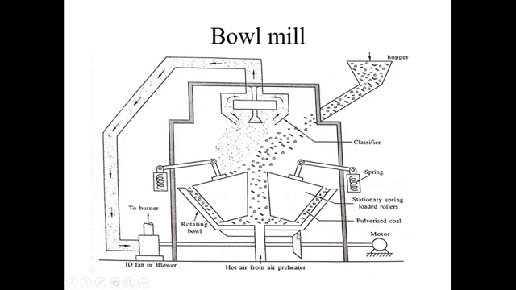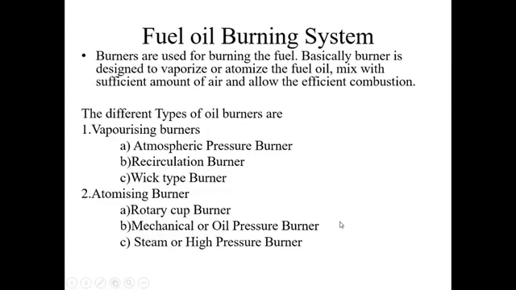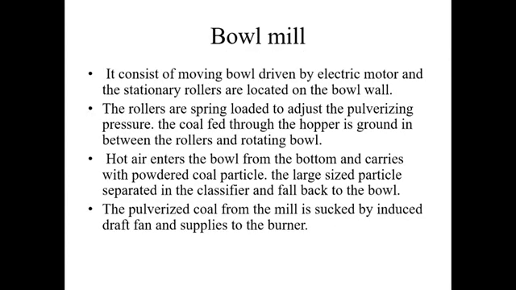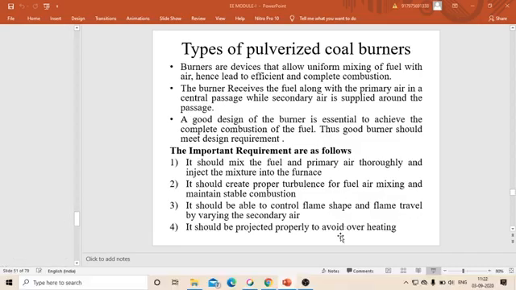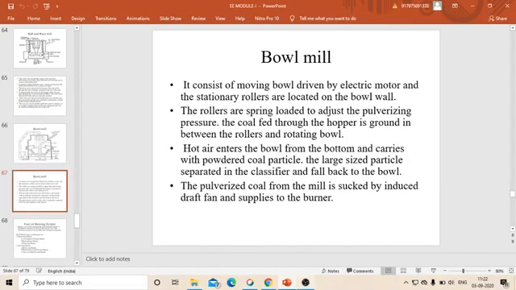So a bevel gear system will rotate the drum, the bowl, and here there will be a roller. It will rotate because of the action, and that will turn the coal into polarized coal. Once it is turned, it is taken by the system and supplied to the burner. So this is about mills.